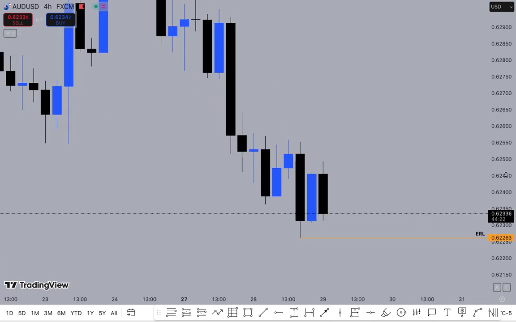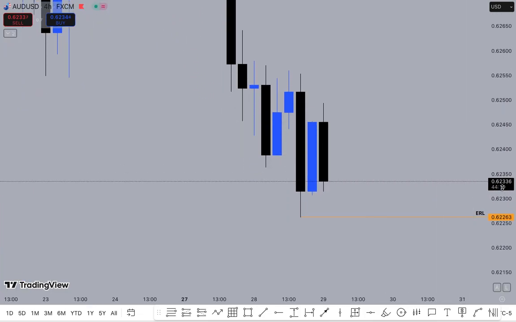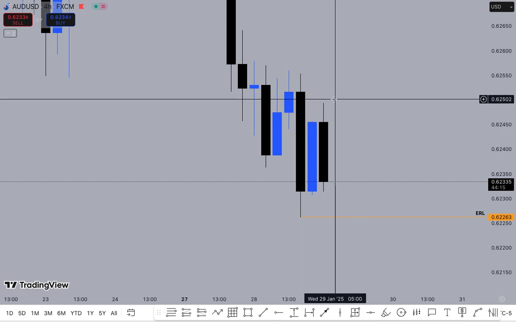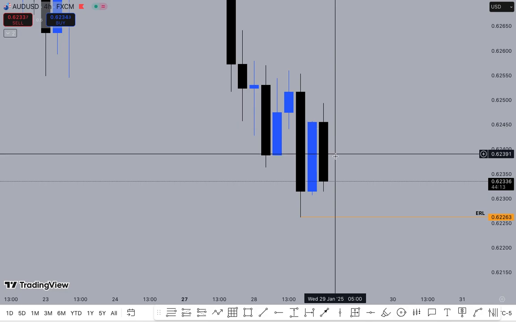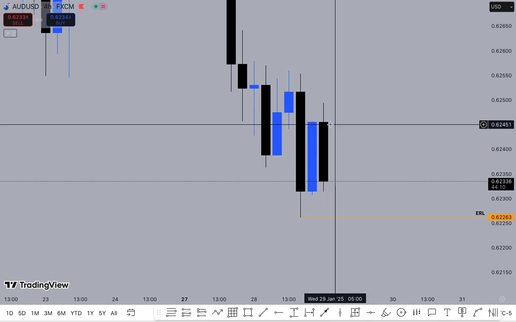4 hour and 1 hour. Use the sessions and it's really, really powerful, okay? And as you can see, price swept, created a high on the 4 hour. Distribution is all of this black candle just here, okay? This is all the distribution.